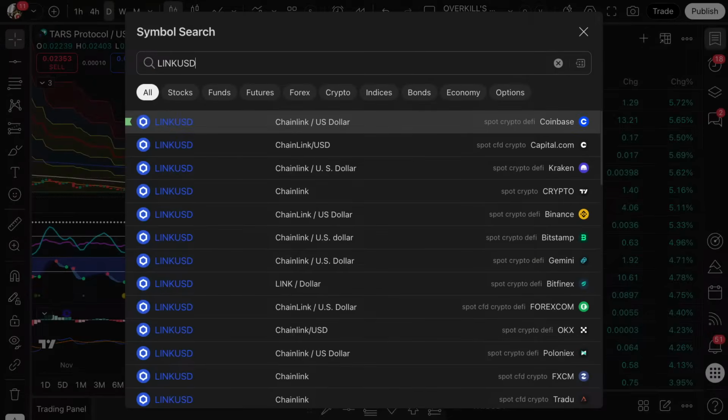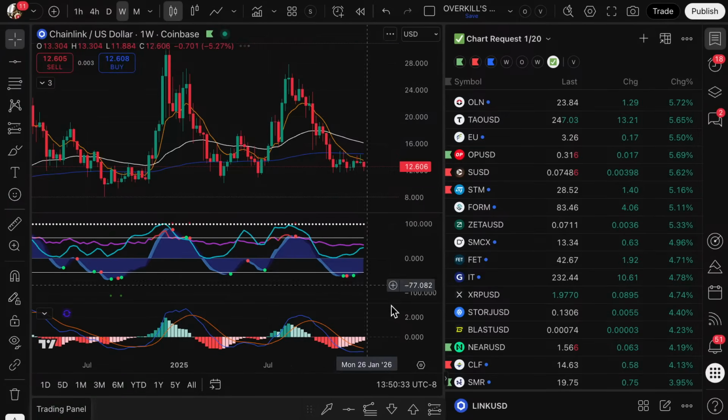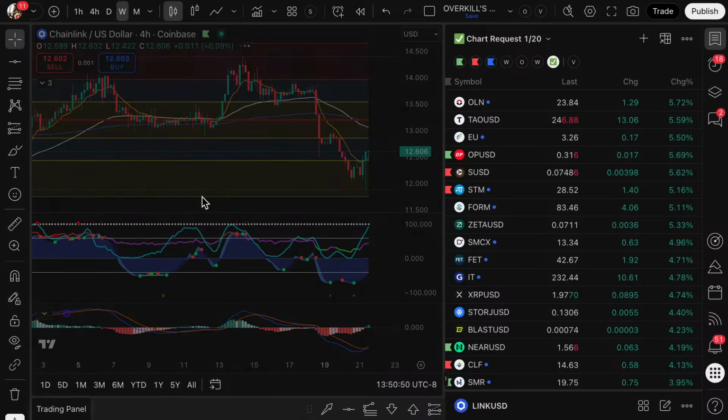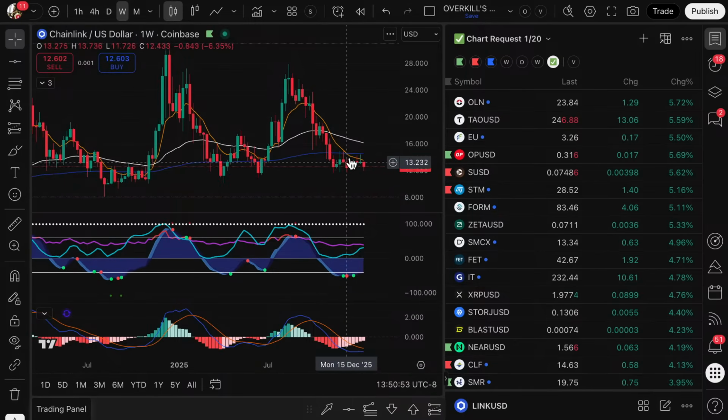Chainlink from the chat. Still holding the dot. So again, if you have the weekly, look to the 4 hour. You got one right here at around 12. Popped up. You had one right here as well at around 12.75. It decided to sell off a little more, but guys, I'm fully bullish on Chainlink and altcoins.